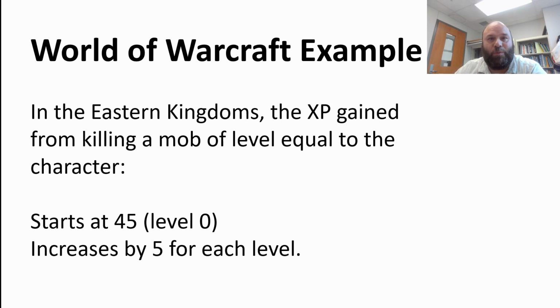According to what I read on the wiki, it starts at 45 experience points if you're level 0. And then for each level that you have, assuming the enemy you killed has the same level as you, you increase the experience points you get by 5. This is linear. That 5 is an absolute rate of change. As you increase by a level, you get 5 more experience points for killing a mob of the same level as you. Let's take a look at what this looks like in an Excel file.